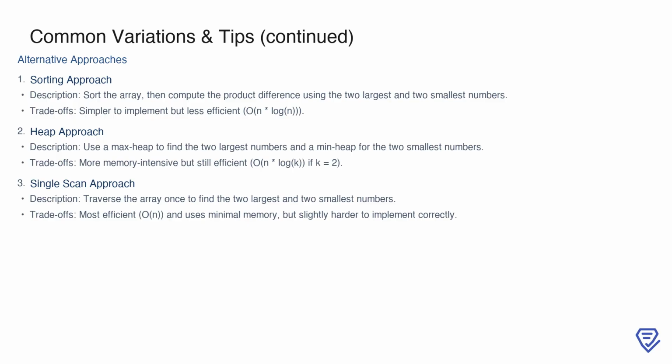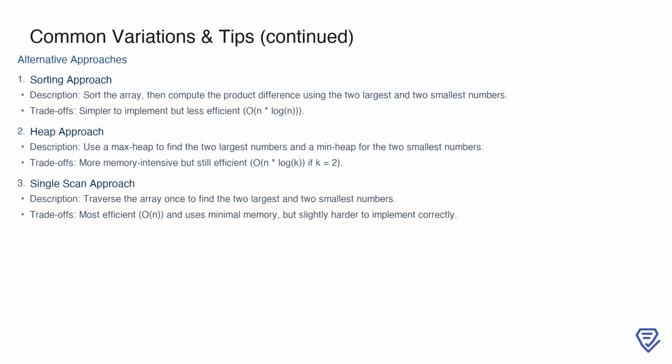Another option is the heap approach, where you can use a max heap to find the two largest numbers and a min heap for the two smallest numbers. This is more memory intensive but still efficient, with a time complexity of O(n log k), where k is the size of the heap, which in this case is 2.